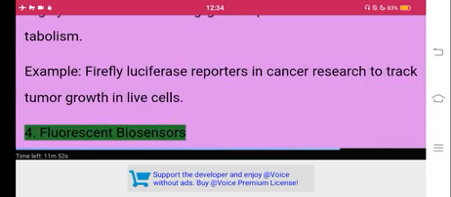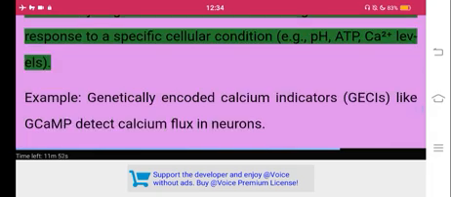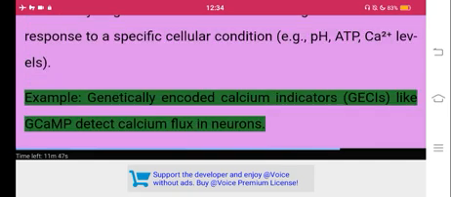4. Fluorescent biosensors. Genetically engineered molecules that change fluorescence in response to a specific cellular condition, e.g., pH, ATP, Ca²⁺ levels. Example: genetically encoded calcium indicators, GECIs, like GCaMP detect calcium flux in neurons.